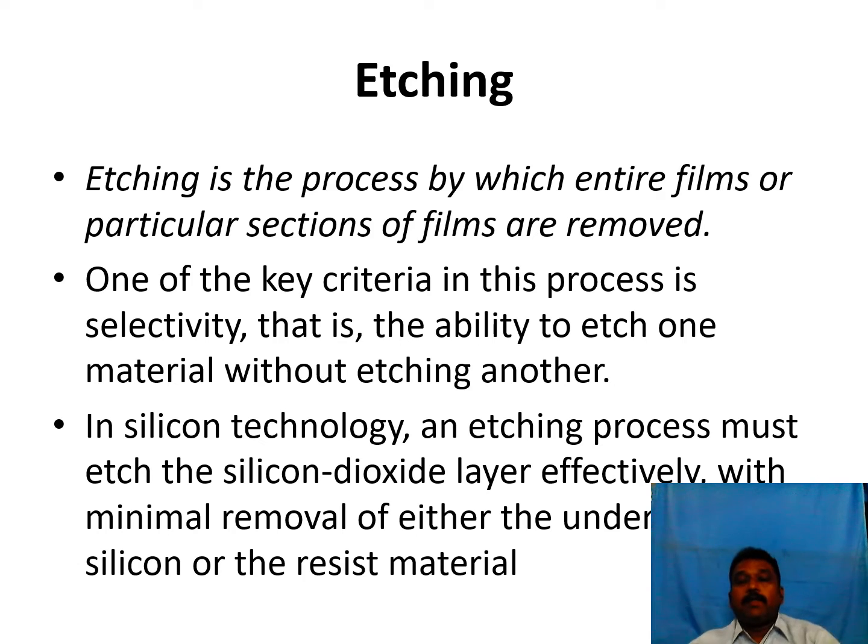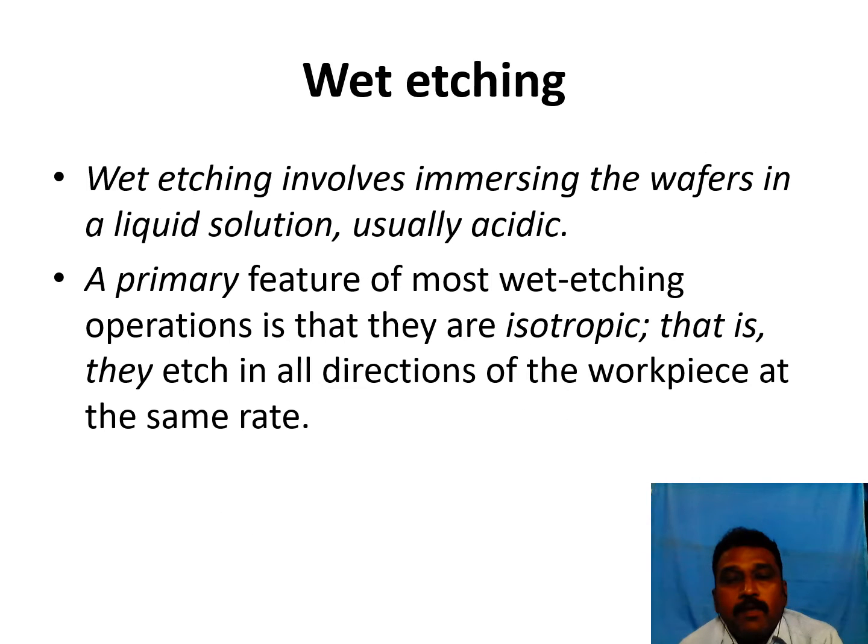That is over the silicon substrate. That film should be removed, not the silicon or any other resist material. Like that, you have to select the etching material. So it involves two steps. One is wet etching, that is immersing the wafers in a liquid solution, usually acidic. Because of the acidic nature, the layer will be etched very easily.